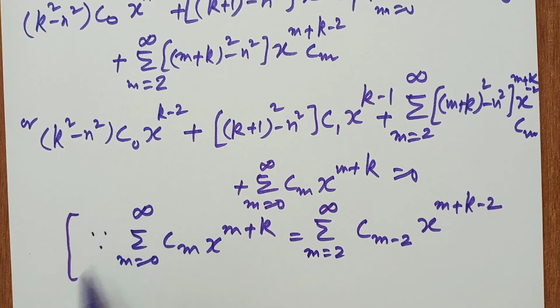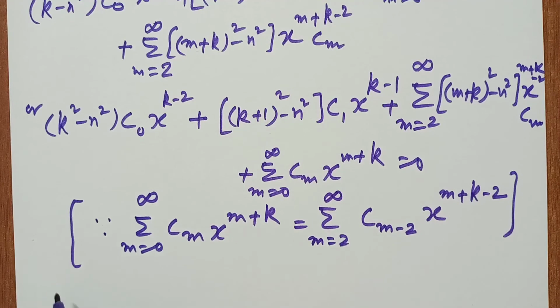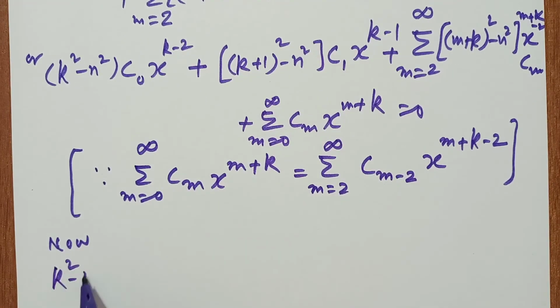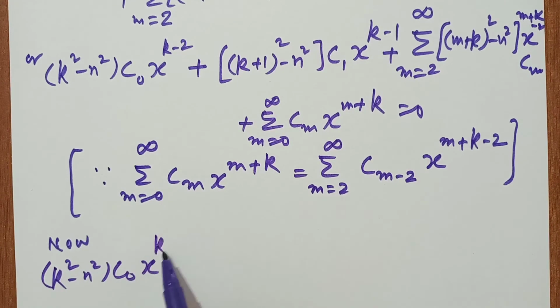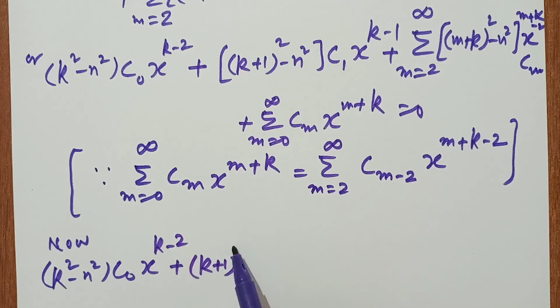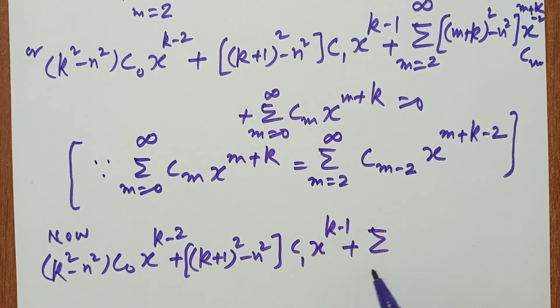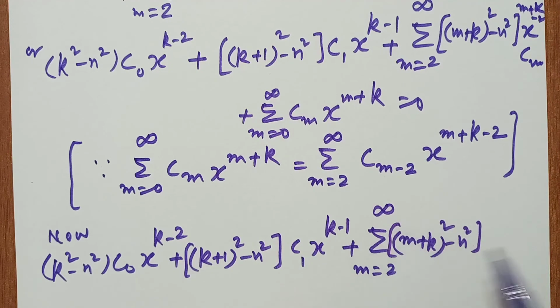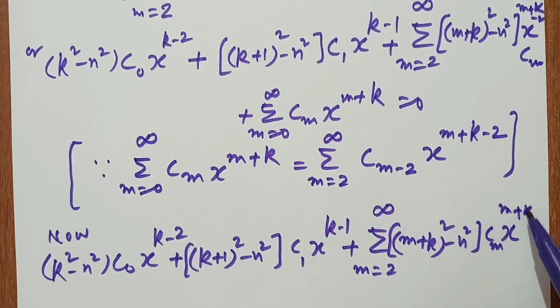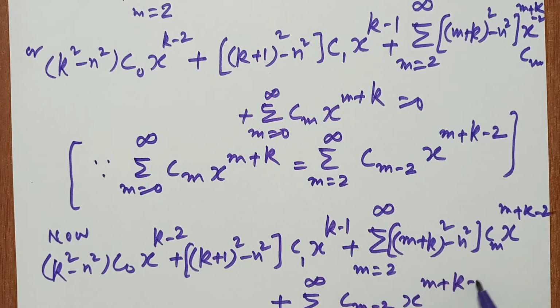Okay, so now this can also be written as k square minus n square C0 x to the power k minus 2 plus (k plus 1) square minus n square C1 x to the power k minus 1 plus, in this place, sigma m equal to 2 to infinity (m plus k) square minus n square Cm x to the power m plus k minus 2, and plus, again in this place, we can write m equal to 2 to infinity C(m minus 2) x to the power m plus k minus 2 equal to 0.